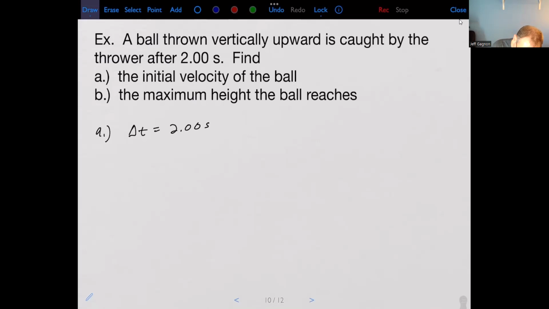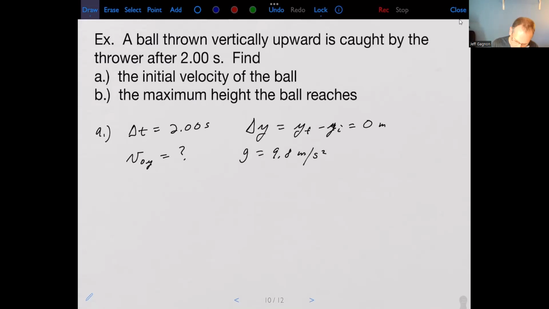And if it's caught by the thrower, so it leaves the thrower's hand and it's caught, that means that the change in y is going to be 0, right? Because again, remember, this is final position minus initial position in the y direction. That's going to be 0. And we're looking for v naught y. And of course, we know g is 9.8. So do we have an equation that contains all these variables except v naught y? Yeah, we could use this one, right?